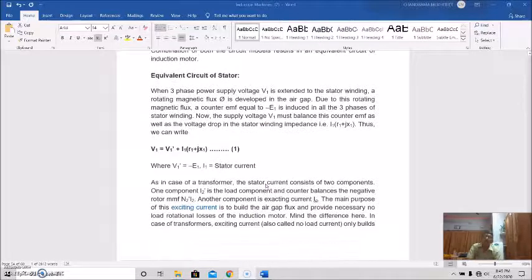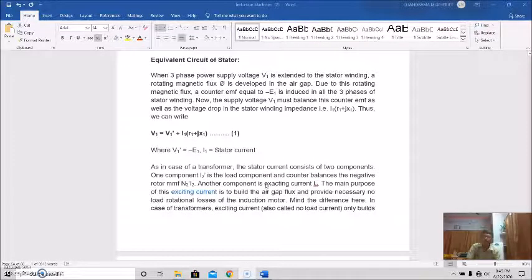Now what do we know? When a three-phase power supply, suppose of voltage V1, is applied to the stator winding, a rotating magnetic flux is developed in the air gap. Due to this rotating magnetic flux, a counter EMF equal to minus E1 is induced in all the three phases of the stator winding. So the applied supply voltage V1 must balance this counter EMF as well as the voltage drop in the stator winding impedance.